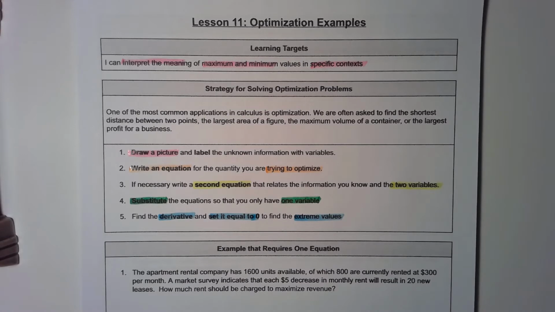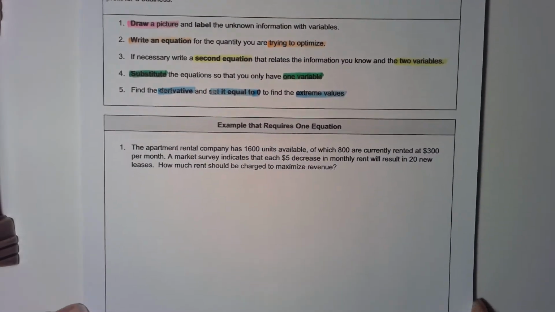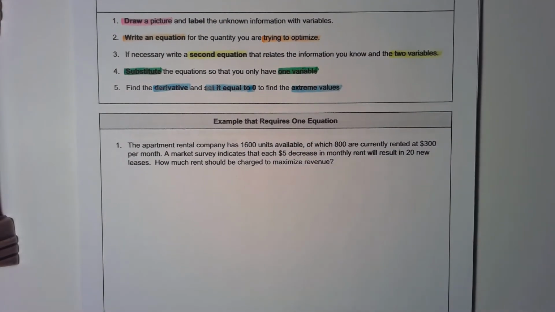Let's work through an example for the first example here that only requires one equation. So it says here the apartment rental company has 1,600 units available, of which 800 are currently rented for $300 per month. A market survey indicates that each $5 decrease in monthly rent will result in 20 new leases. How much rent should be charged to maximize revenue?